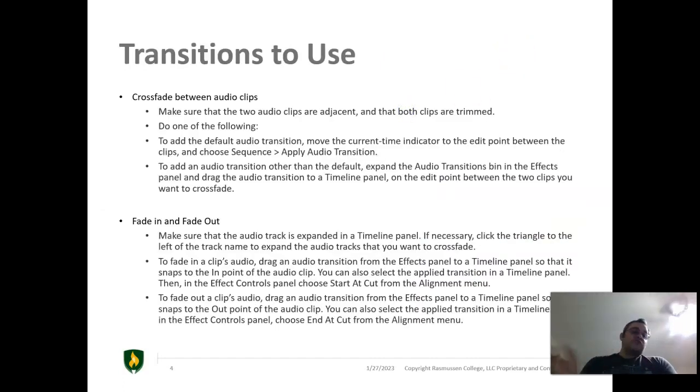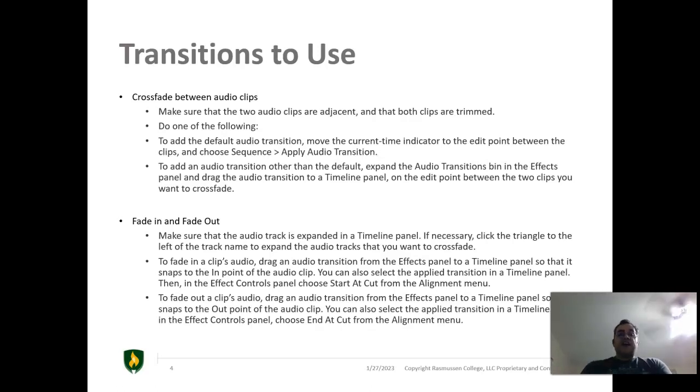Now, there are some good transitions to use overall, like the crossfade between audio clips. That works really well, and you can make sure that the two audio clips are adjacent and that both clips are trimmed. You can do one of the following to add the default audio transition. You can move the current time indicator to the edit point between clips and choose Sequence and apply the audio transition, or you can expand the audio transitions bin in the effects panel. That works really well, and you can drag the audio transition to the timeline panel and choose the endpoints between the two clips where the crossfade is going to be.